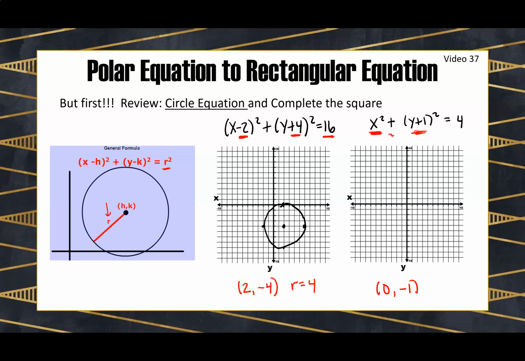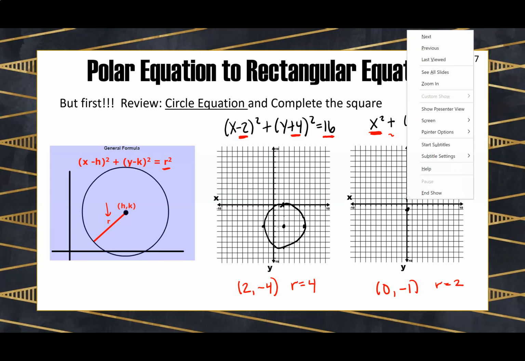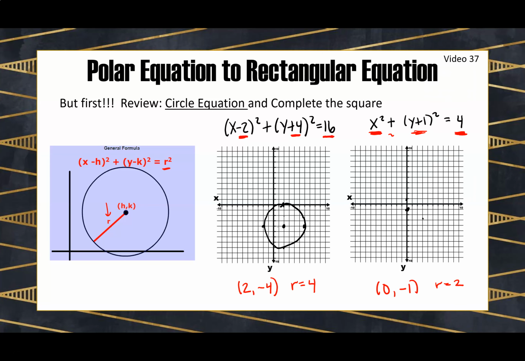Okay, and then what's our radius going to be? Well, we square root this, and we get a radius of 2. So my (0, negative 1) center is right here, and then I've got a radius of 2. So that'd be up 2, right 2, down 2, left 2, and then there I go. There she is.